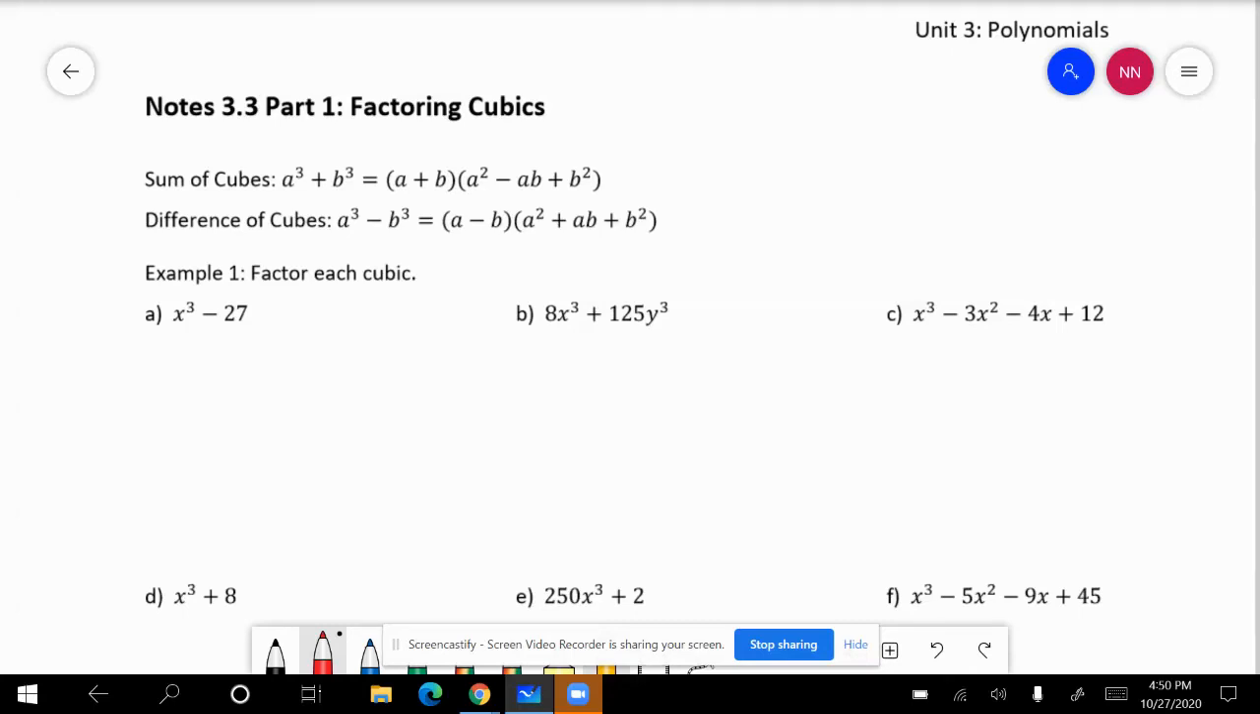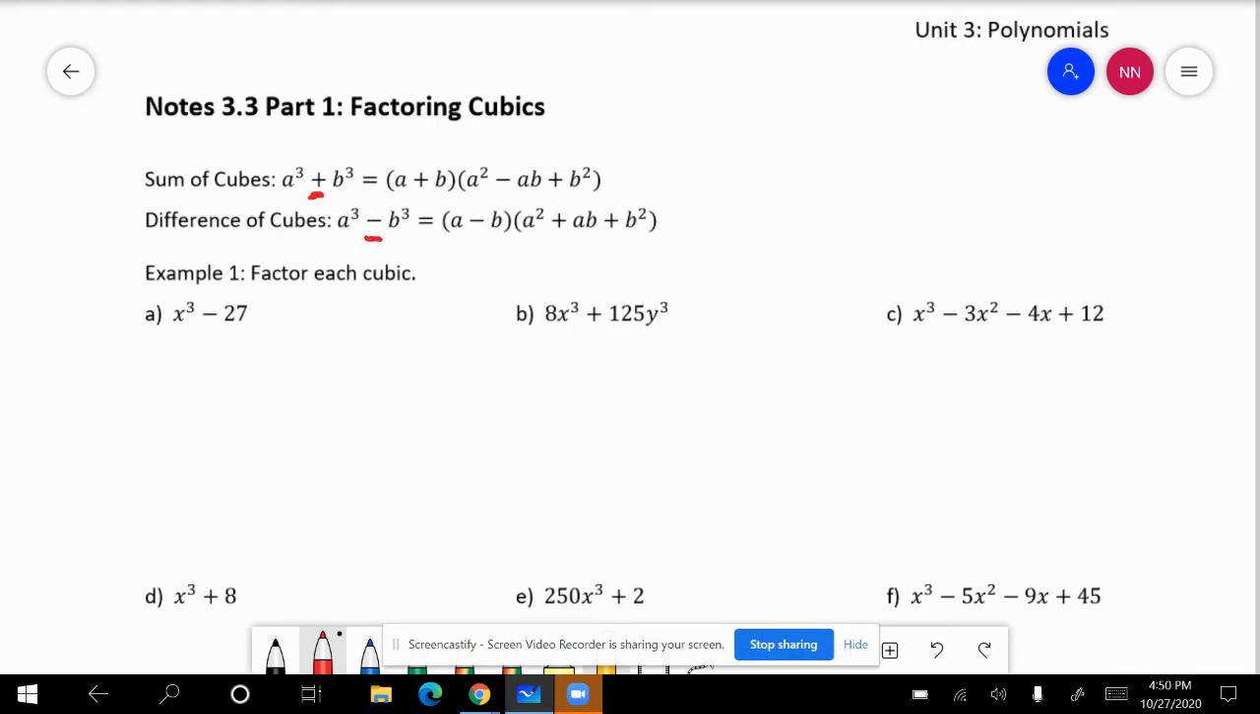What we're going to do is factor cubics, and there's a special factoring pattern. There's the sum of cubes and the difference of cubes. The sum of cubes is when we're adding two numbers that are cubes, and the difference of cubes is when we're subtracting two numbers that are cubes.